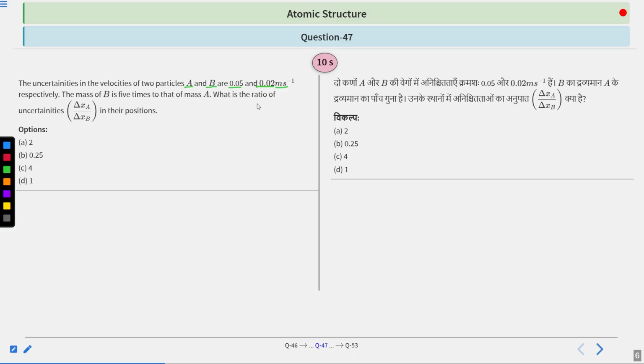So what is the ratio of uncertainties in their position? That is del x A by del x B, which you have to find. Options are A 2, B 0.25, C 4 and D 1. So you have 10 seconds to solve this question. Your time starts now.